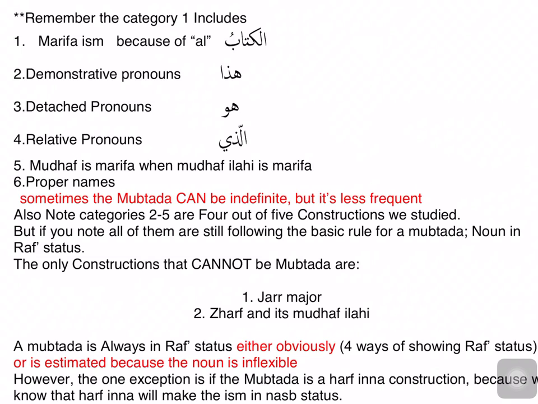Ism could be marifa because it is an ismul mawsul, relative pronouns. So your mubtada could be alladhi. Ism can be marifa because it is a mudaf whose mudaf ilayh is marifa. We saw that example above, kitabul binti, where the mubtada was kitabu. Ism can also be marifa because it is a proper name. So maybe Aishatu Talibatun. Here the mubtada is Aishatu, a proper name.